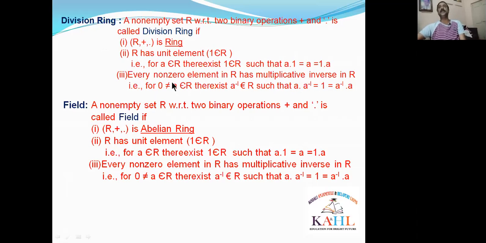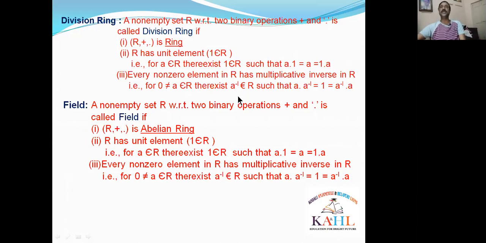It is nothing but a multiplicative inverse law, that means an inverse law with respect to multiplication. What is that? For 0 is not equal to a belongs to R, a is a non-zero element in R, there exists a inverse belongs to R such that a inverse a is equal to 1 is equal to a a inverse.